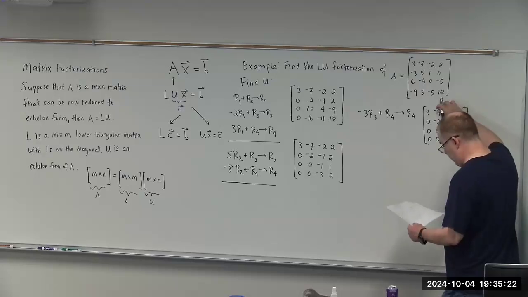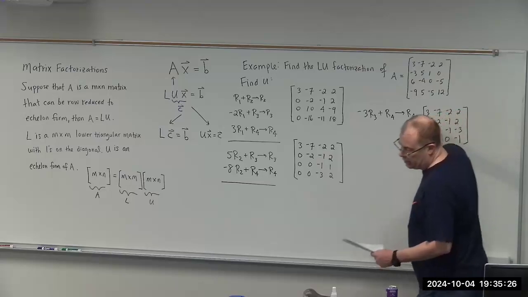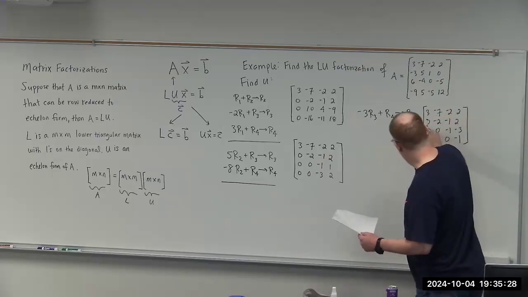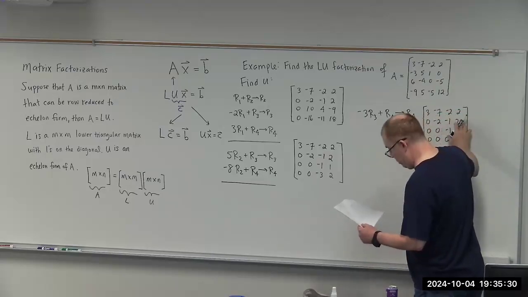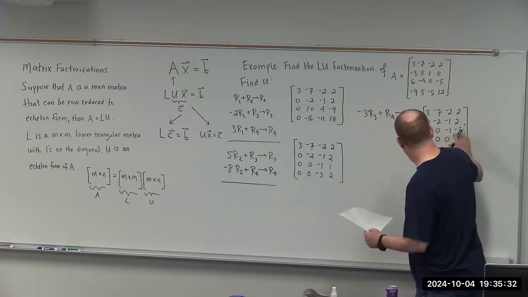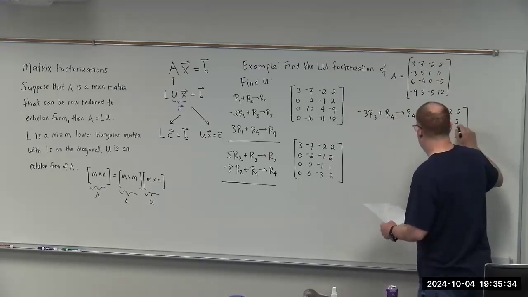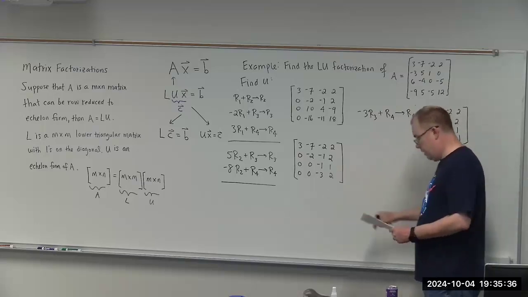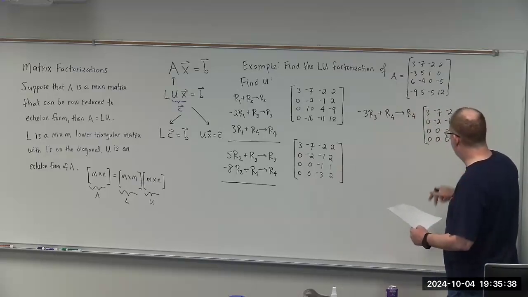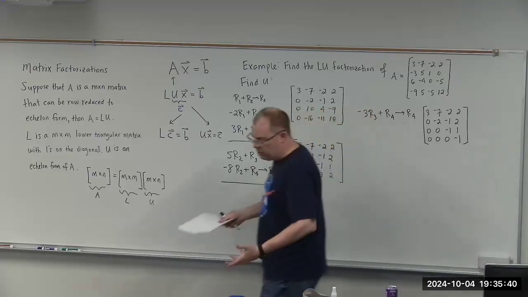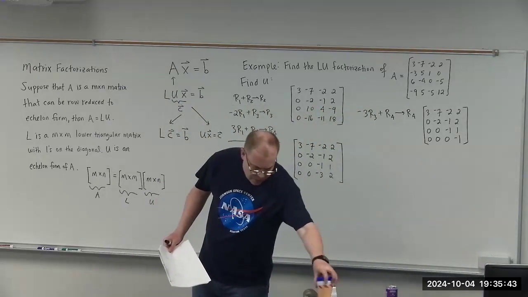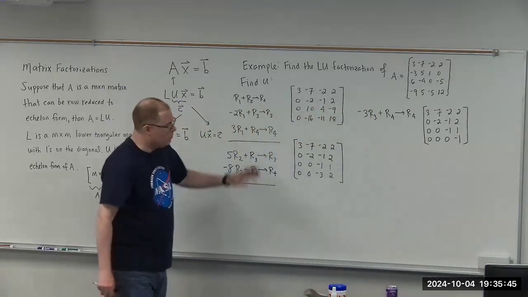All right, so I get 3, minus 7, negative 2, 2, 0, negative 2, negative 1, 2, 0, 0, negative 1. That should be 1. Yeah, that should be 1. And then 0, 0, 0, negative 1. All right, there we go. So going through those elementary row operations from chapter 1, we end up with this.